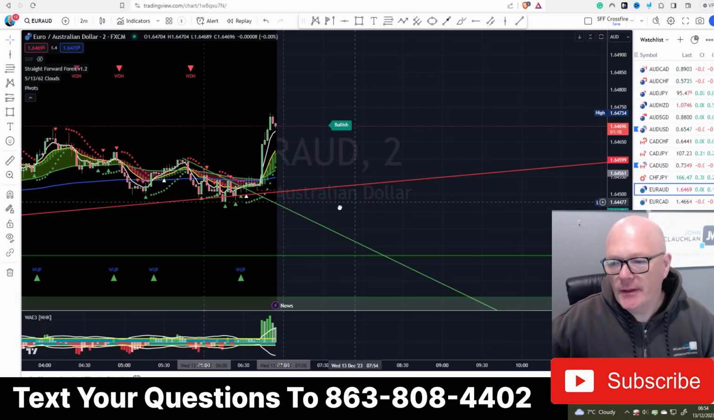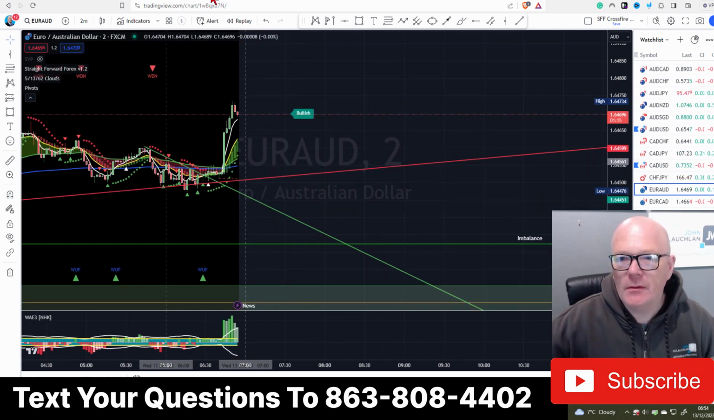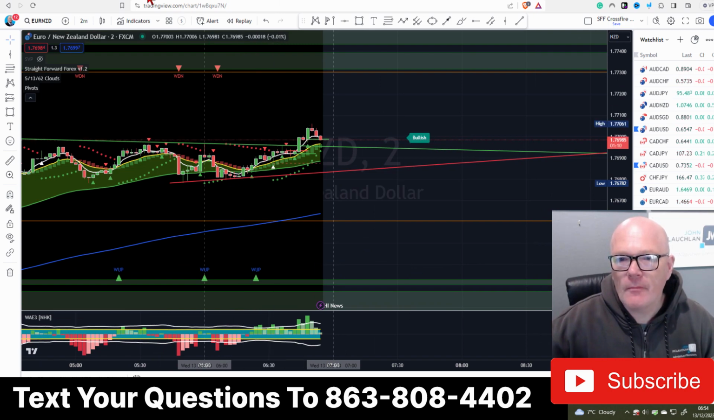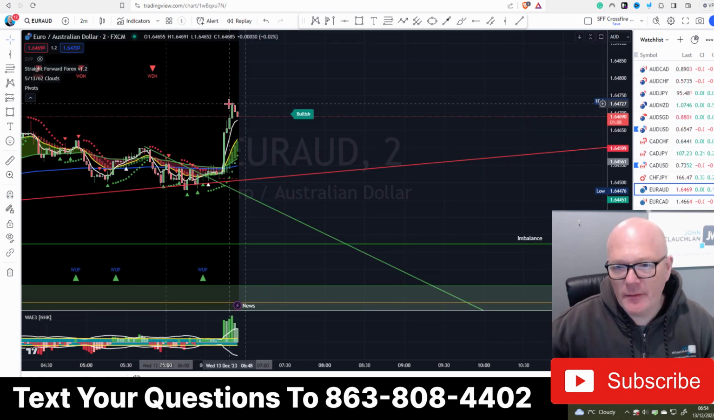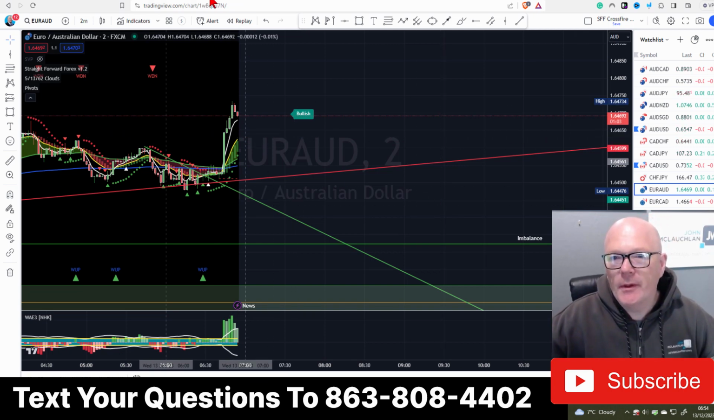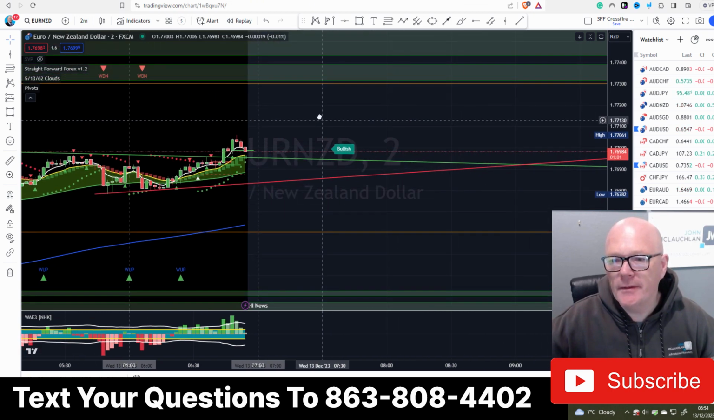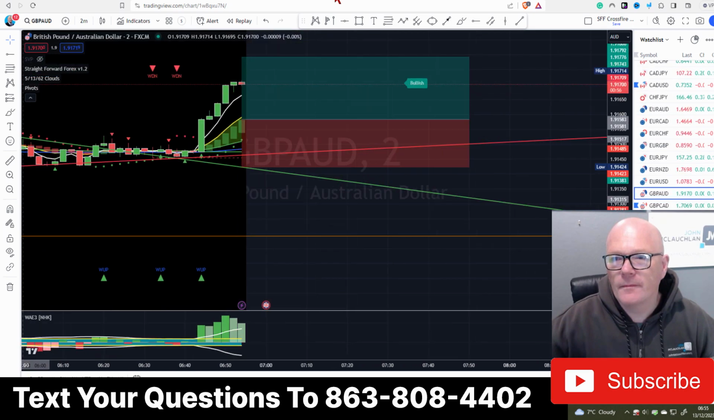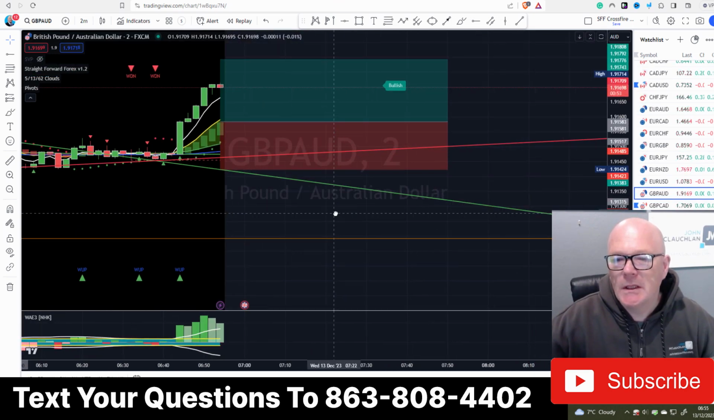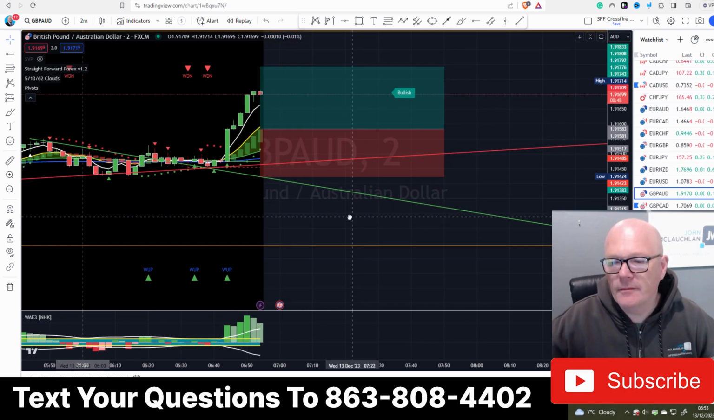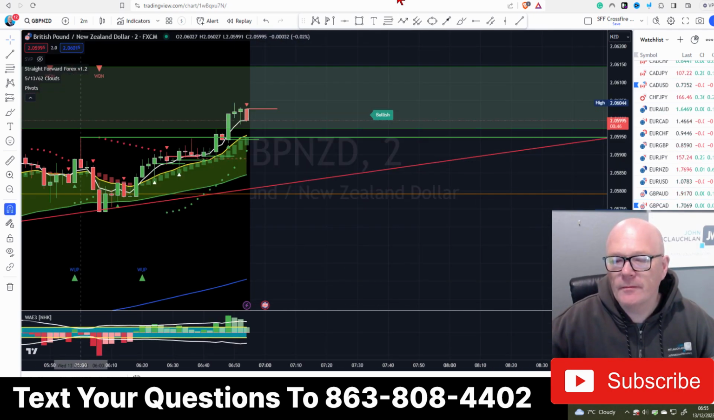So you're at odd, similar situation, price meandering after this kind of slight fake out. High impact news just a few minutes away. Euro NZD, similar situation. Pound Australian, similar. Pound New Zealand, almost identical.